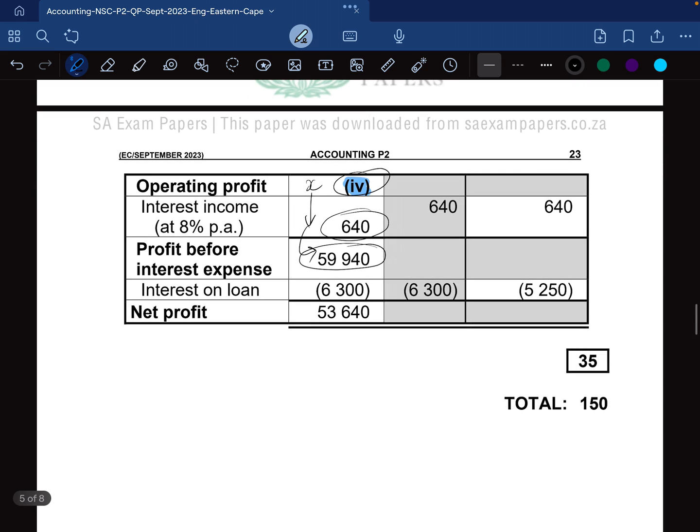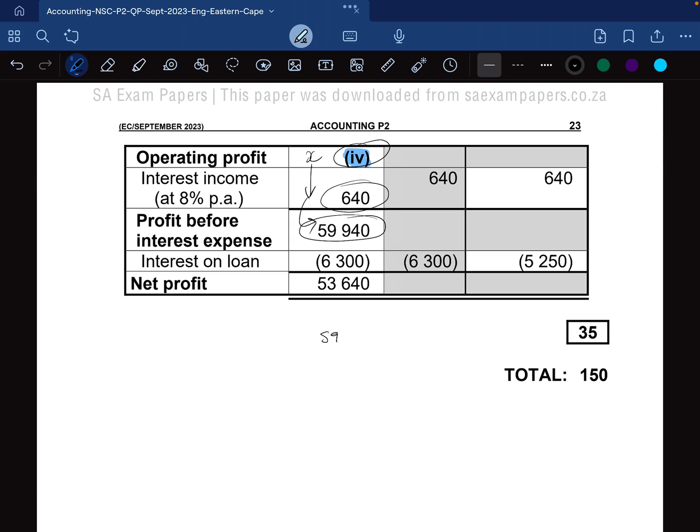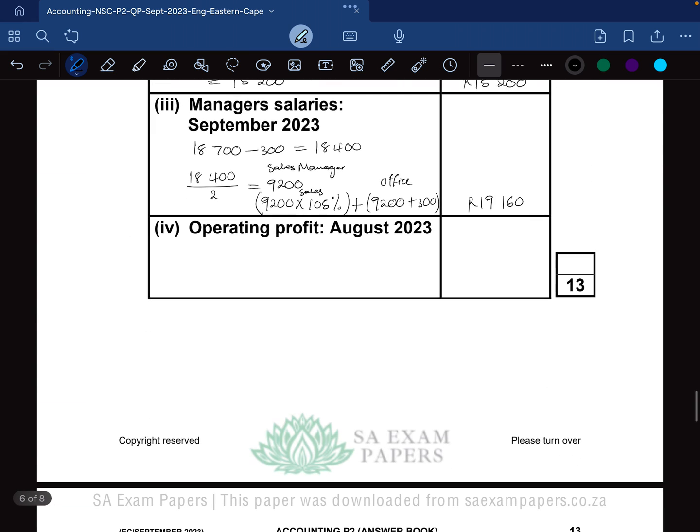In this case, we'll just say 59,940 minus 640, and then that will give 59,300, and I think it's fine. Let's just do that. Okay, my quick math is still working. Great. So it's 59,300. So we have our answer here as 59,300.